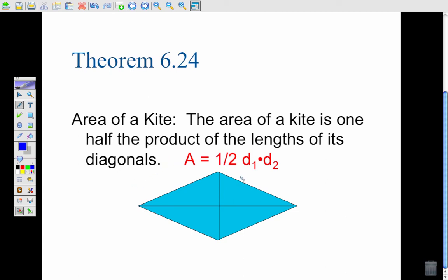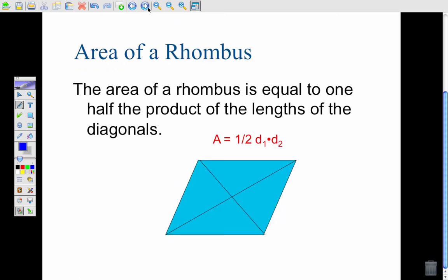Area of a kite. This is a new formula for you, and because kites are kind of an irregular shape, we don't have the base times height idea, so we have diagonal 1 and diagonal 2. So the length of these two inside lines, so here and here. And we'll do an example of that one.